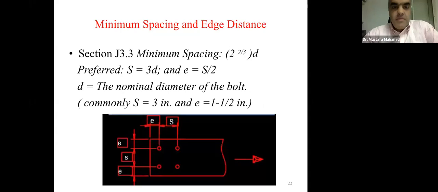Now the minimum spacing and edge distances. This is given in section J3.3. The minimum spacing is 2 2/3 times the diameter. The preferred is 3 times the diameter, and the edge distance is S/2. D is the nominal diameter of the bolt. Commonly used S is 3 inches and E is 1.5 inches.